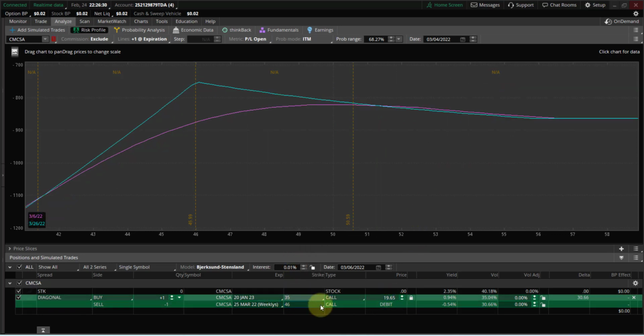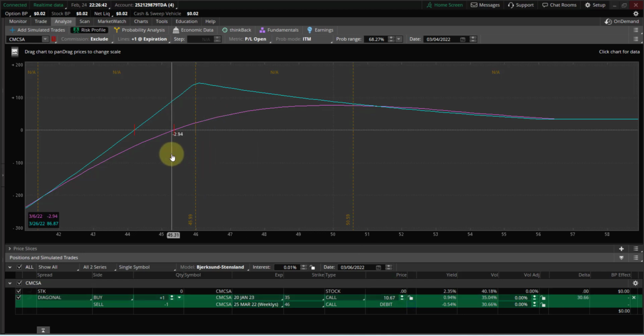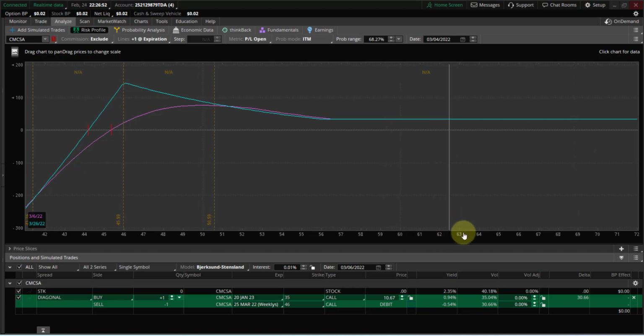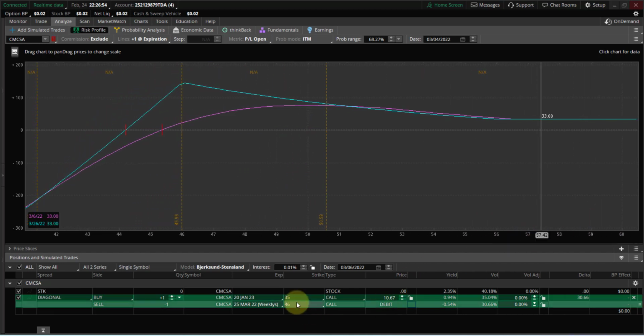So let's say, to go back to the 35, it's going to droop as the price goes up, right? Oops, what did I do here? Accidentally, there we go. So it's still always positive. Even if it went up to like infinity, I'm still going to make $33. That's because I'm paying less than the width of the spread. So I've got a $11 spread here, and I'm paying $10.67.